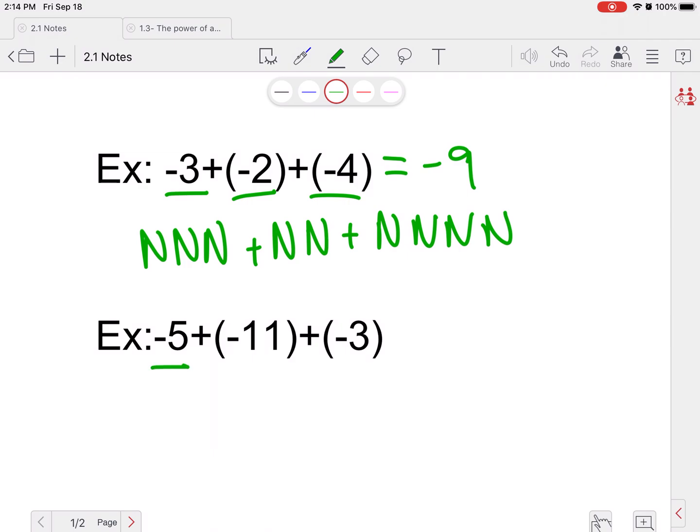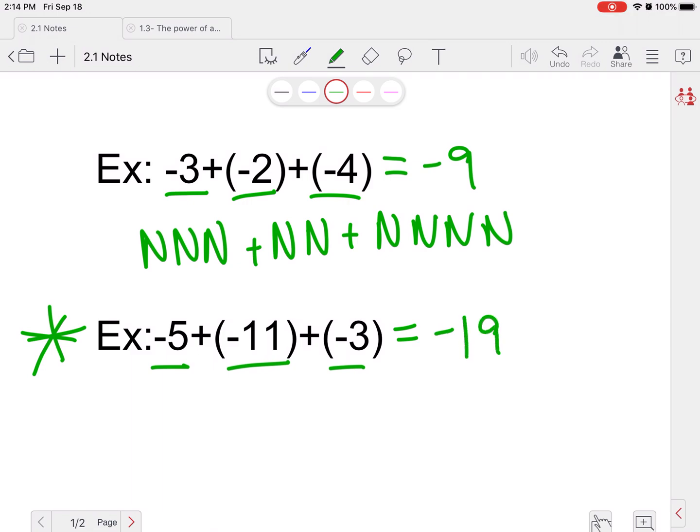Same thing. So go ahead and try this one on your own. So if we spend 5 and then we spend 11, that would be we're spending 16. Then spend 13, sorry, spend 3. So we spend 5, spend 11, that's 16. We spend 3, that's a 19. So that would be negative 19.